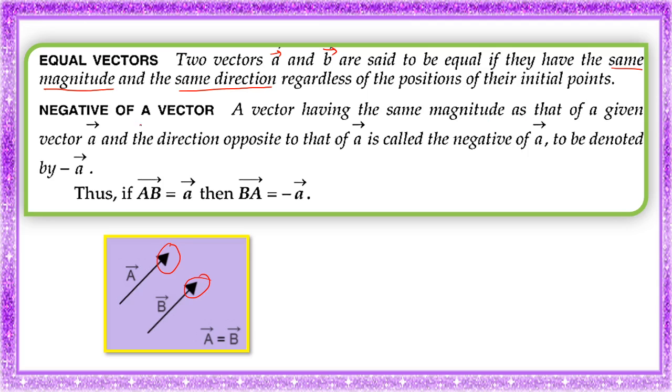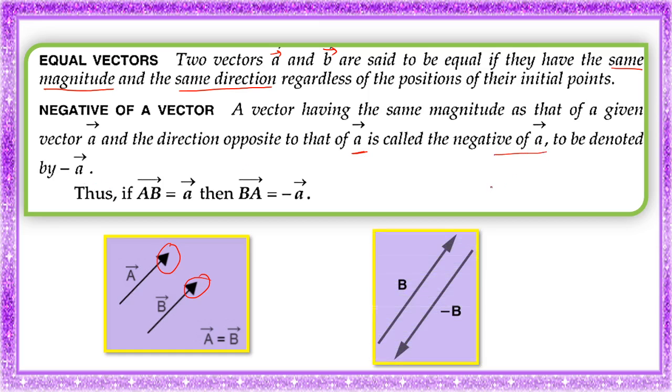Then we have negative of a vector. A vector having the same magnitude as that of a given vector A and the direction opposite of A, right? Same magnitude with opposite direction is called the negative of A, and it is denoted by minus A vector. For example, you can look at this figure. If this is vector B in this direction, so in the opposite direction, this vector with the same magnitude will be called minus B vector. If this is B, so this is minus B.